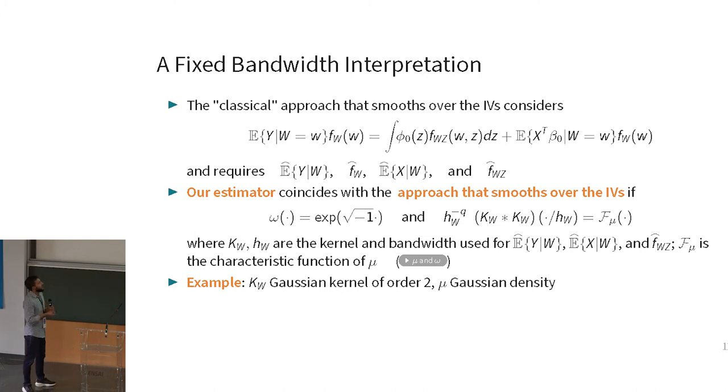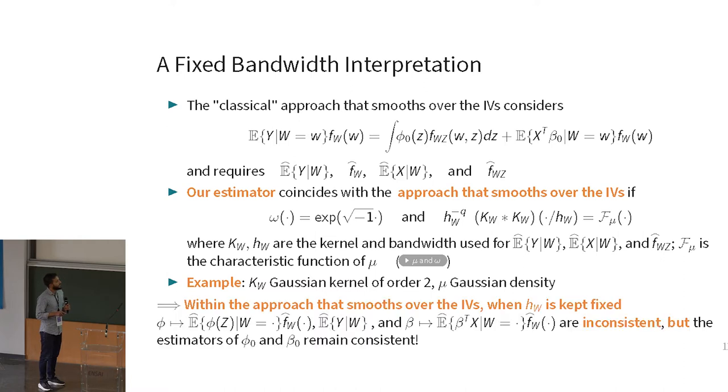But on the other hand, in the previous slide, we have shown that our estimator is indeed consistent under some regularity conditions. So implicitly, what we have shown is that in the classical, traditional approach, even if one keeps the bandwidth fixed over the instrumental variables, the estimators of phi naught and beta naught will remain consistent despite the fact that these operators are not consistent. And these are the operators that define the initial integral equations in the traditional approach, which is actually a result connected with one of the papers of Valentin.